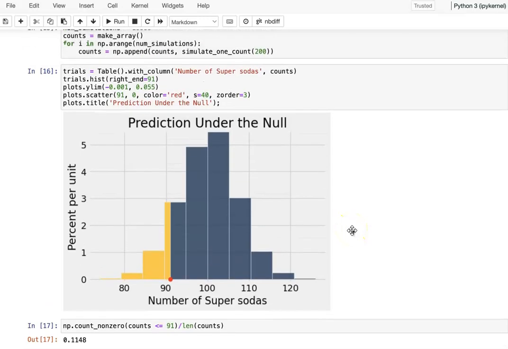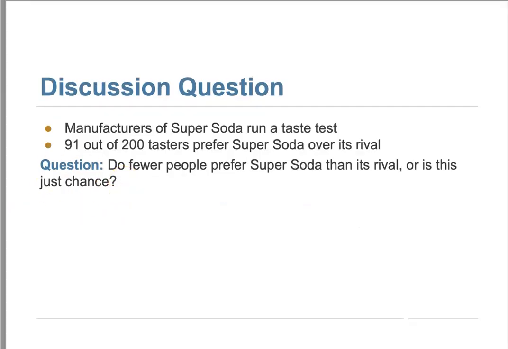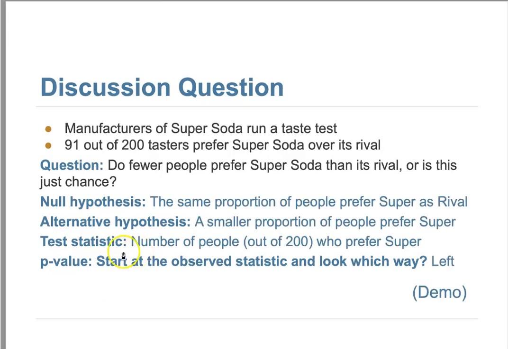Okay, continuing with our previous video. Remember that's our discussion question. We have our hypotheses. The null hypothesis: the same proportion of people prefer Super as the rival. The alternative hypothesis: a smaller proportion of people prefer Super. In our observed data, 91 out of 200 testers prefer Super soda.